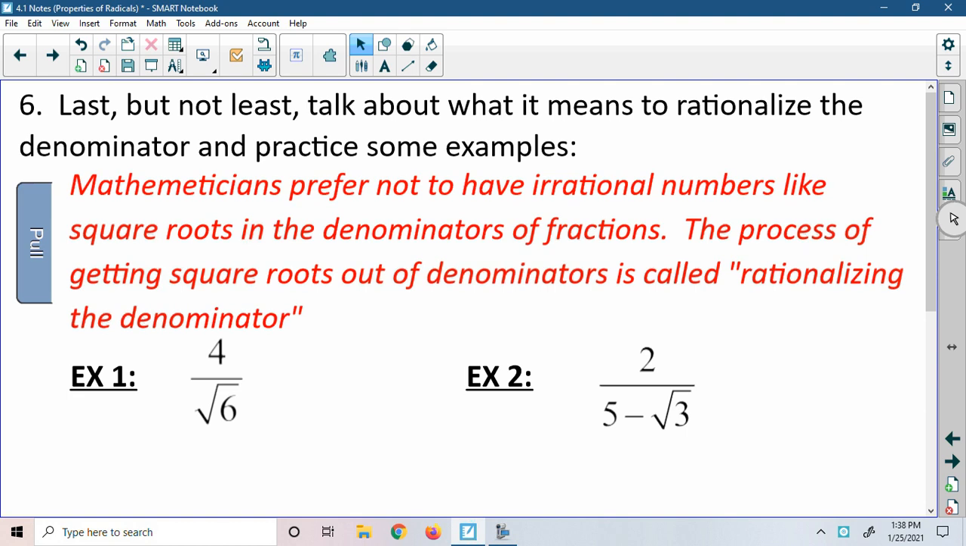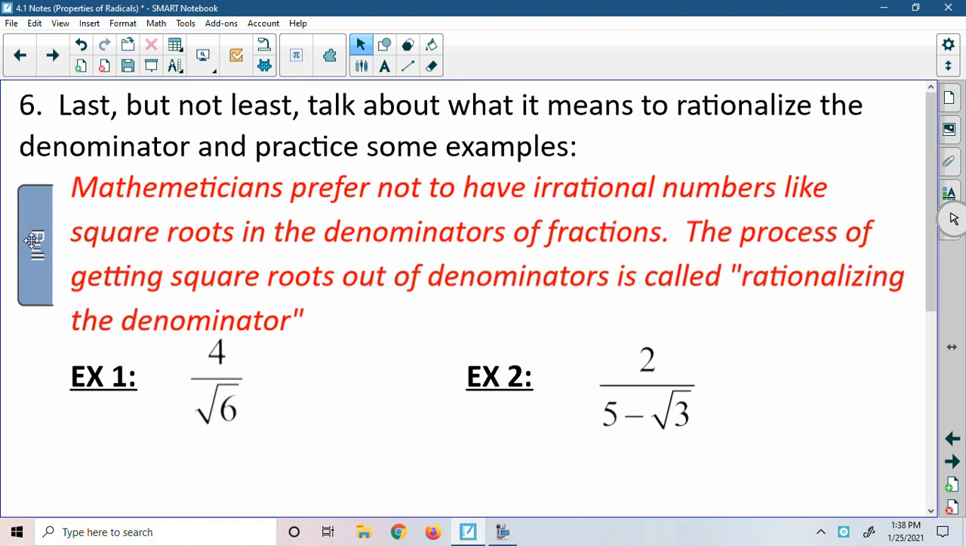Here is a little paragraph. You are welcome to write it on your notes or just remember what it says. So mathematicians, and that means math books, prefer not to have irrational numbers like square roots in the bottom of the fractions, in the denominators. The process of getting the square roots out of denominators is called rationalizing the denominator.